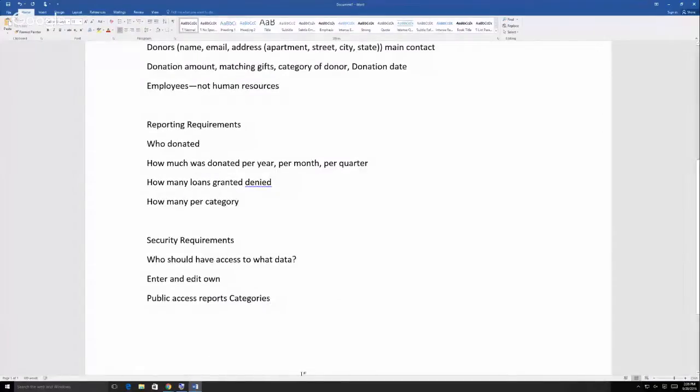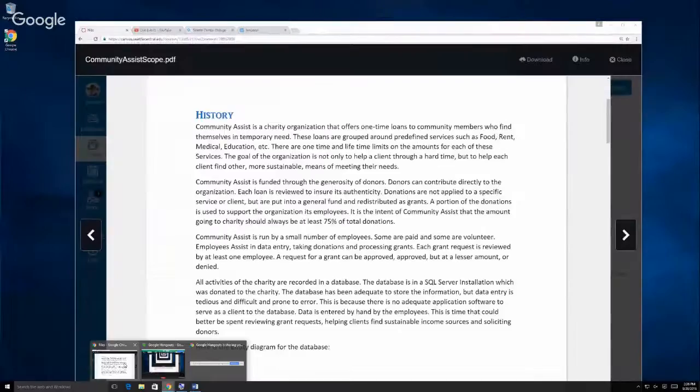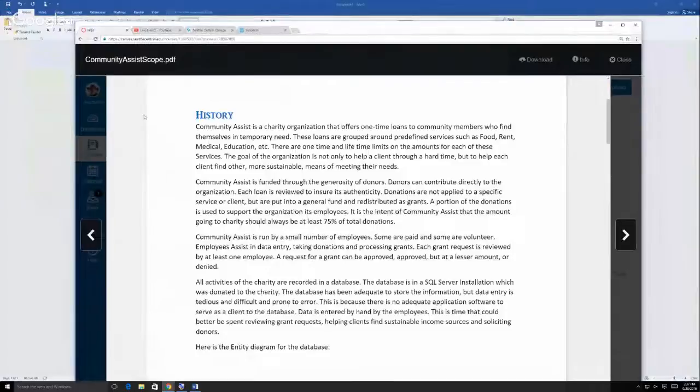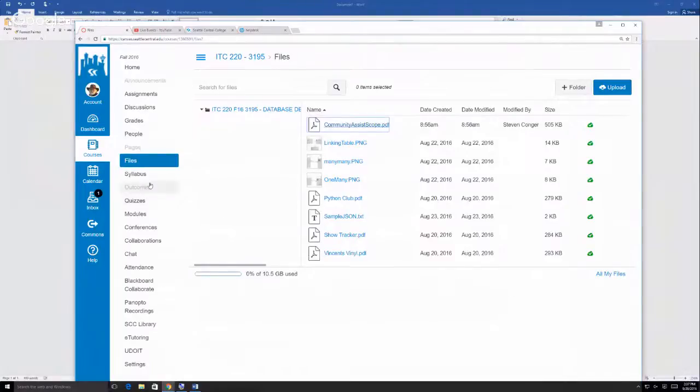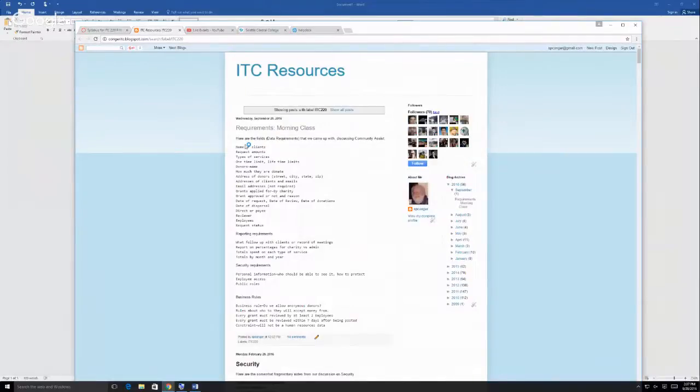The blog, just real quickly, I'm going to go to here, I'm going to close this file. If you go to the syllabus, I think I showed this before. There's a link at the top of the syllabus to the blog. And you can see that this is what we did in the morning class when we did the same exercise. I will post the afternoon class too.